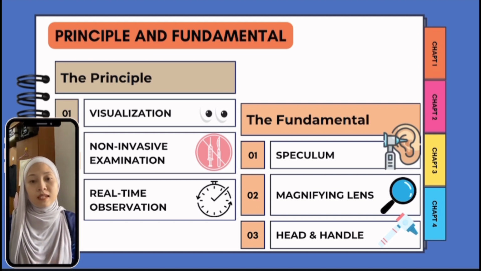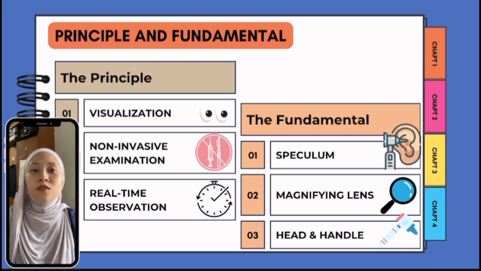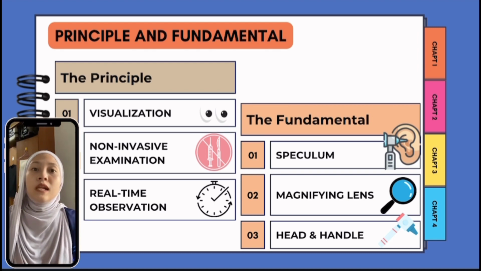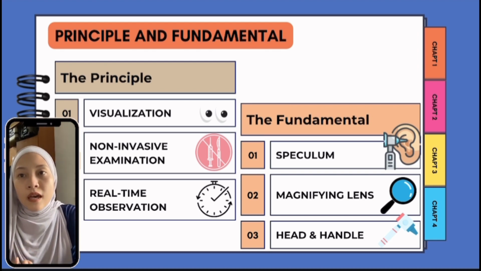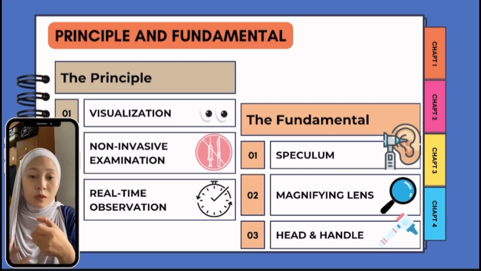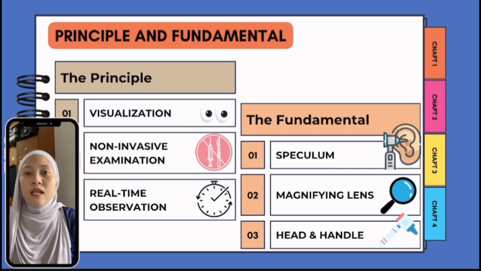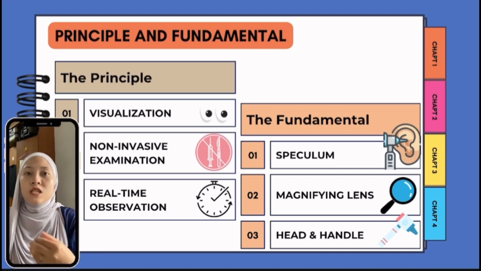Secondly is the magnifying lens. This magnifying lens can enhance the view of the ear canal and eardrum to allow for detailed examination. Thirdly is the handle and the head. The handle contains the power source, usually batteries, and provides a grip for the examiner. And lastly, the head contains the light source and magnifying lens, and this light source can be either a bulb or an LED.